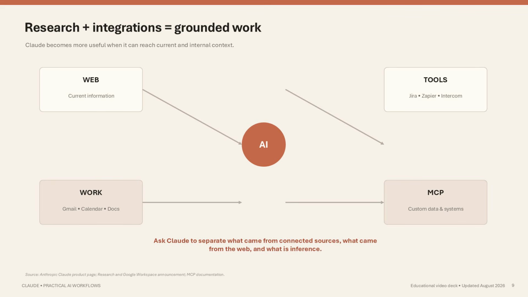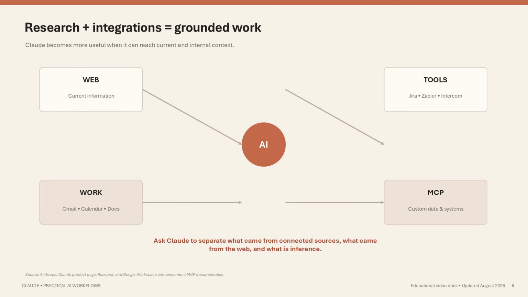Workspace integrations can add business context from services such as email, calendars, and documents. Other connectors can bridge Claude to tools used by teams. An MCP, the Model Context Protocol, provides a standardized way for AI systems to connect with external data sources and tools. The critical idea is not to give an AI unlimited access to everything.